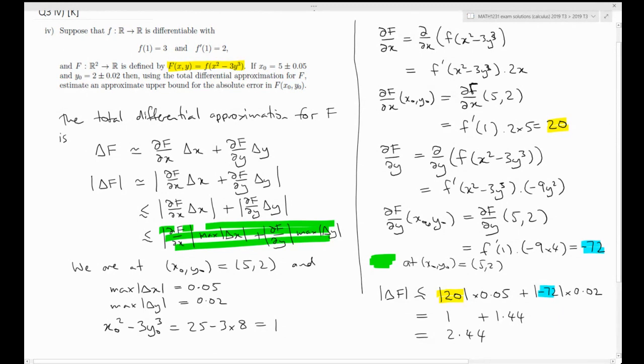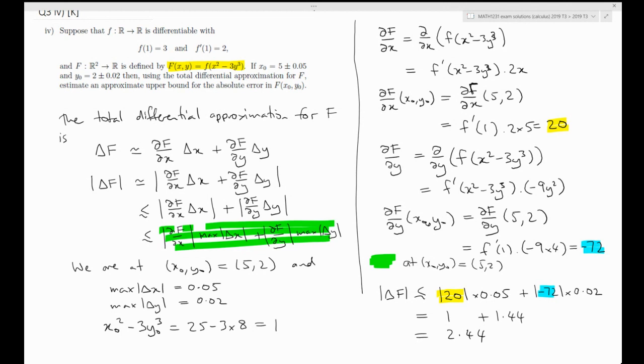So have I answered the question? I'll just read it again. Using the total differential approximation, estimate an approximate upper bound on the error, the absolute error in f of x naught, y naught. Okay, so what we're doing here is we're evaluating some function at a point, but we don't actually really know that that point is exactly at 5, 2, and the amount that it could be off in the x direction and the y direction are expressed with this maximum delta x and maximum delta y. And this is our estimate of how bad the error could be.